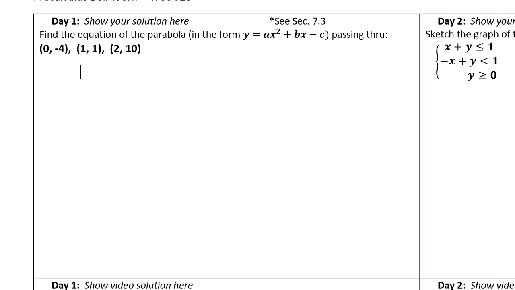Here's the solution for the day one bell work. Find an equation of the parabola that passes through these three ordered pairs. So first, let's make a sketch of this so we can visualize what's going on.